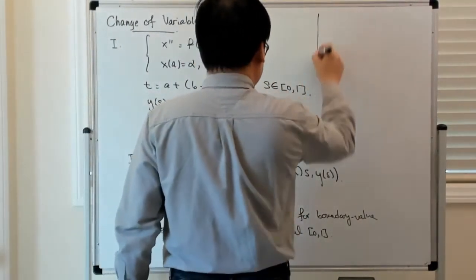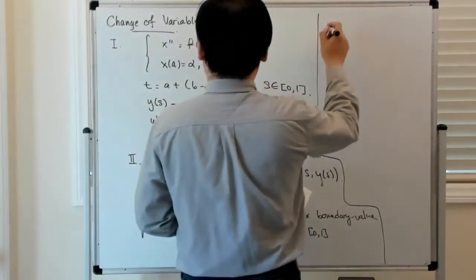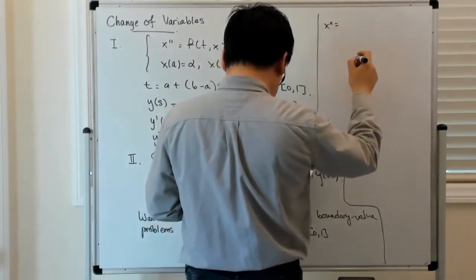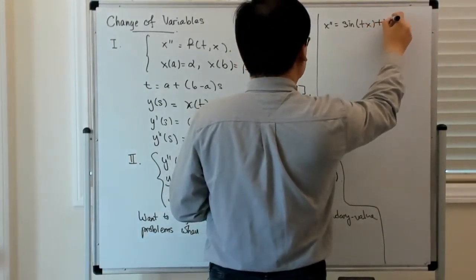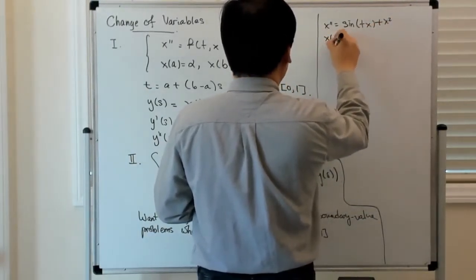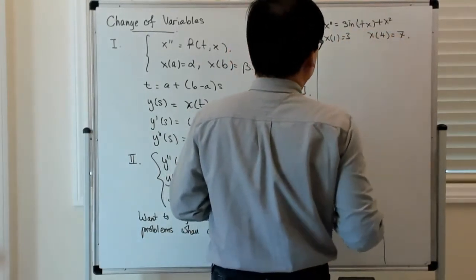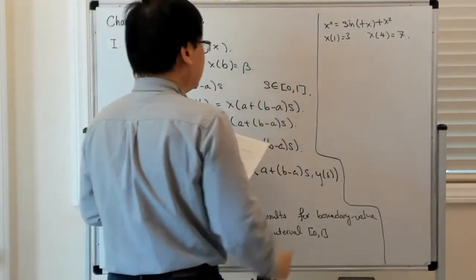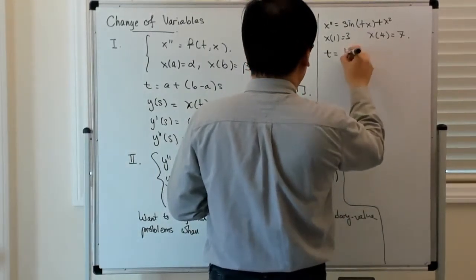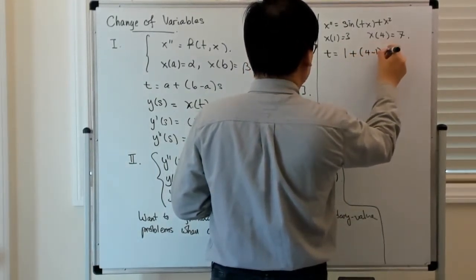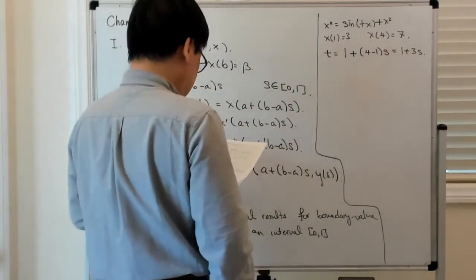So let's look at an example of this. Okay, so let's say we have x double prime is equal to sine of t x plus x squared, and then x of 1 is 3, and x at 4 is 7. Okay, so I can write down the change of variables. t goes from 1 to 4, right? t is 1 plus 4 minus 1 times s. That's 1 plus 3s. Okay.